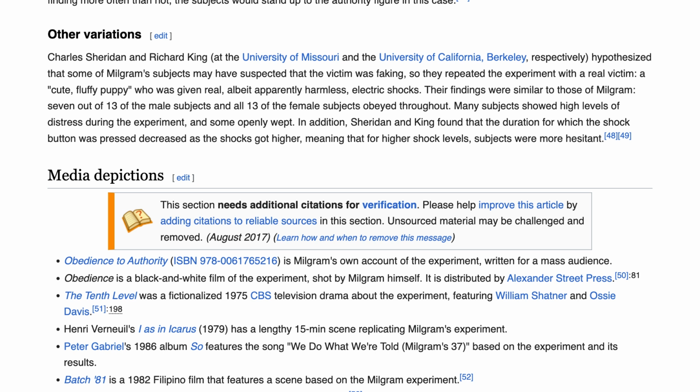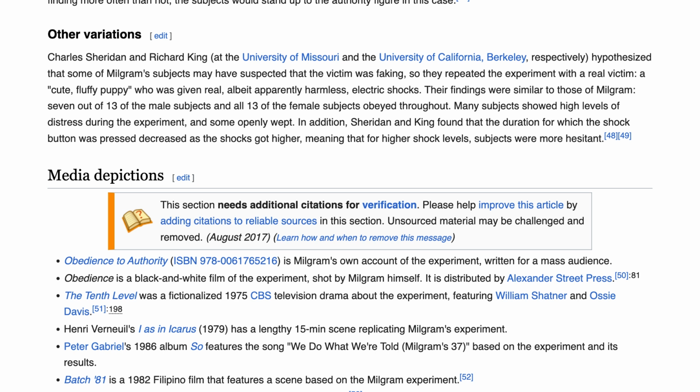Other variations. Charles Sheridan and Richard King, at the University of Missouri and the University of California, Berkeley, respectively, hypothesized that some of Milgram's subjects may have suspected that the victim was faking, so they repeated the experiment with a real victim, a cute, fluffy puppy who was given real, albeit apparently harmless, electric shocks. Their findings were similar to those of Milgram.